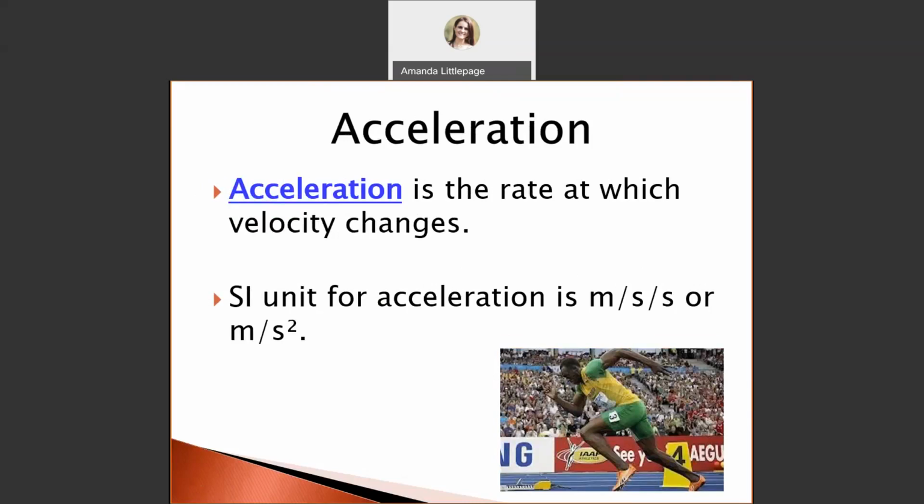And then when they take off or the gun is fired, they are going from an initial velocity of 0 because they're not moving. So you would say that the runner accelerated from 0 to whatever velocity in a certain amount of time. That is acceleration, the rate at which velocity changes in a specific amount of time.